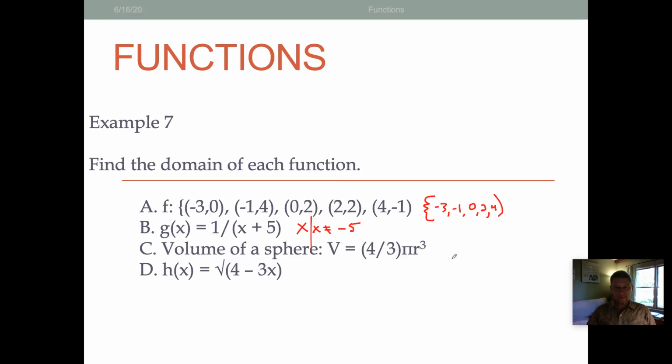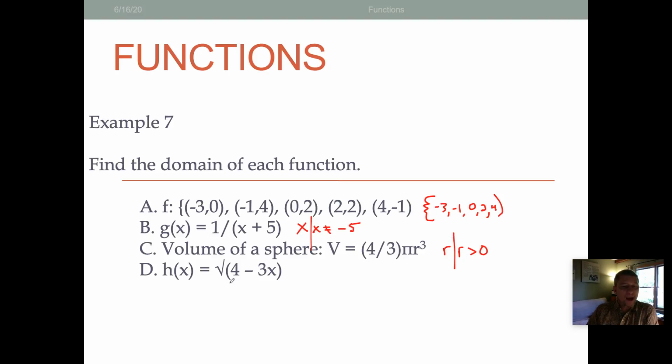No. And so in this case, the domain is going to be all values of r such that r must be greater than 0. It can't be 0 either, because then there wouldn't be a sphere. There would be no volume. So all r's such that r is greater than 0.